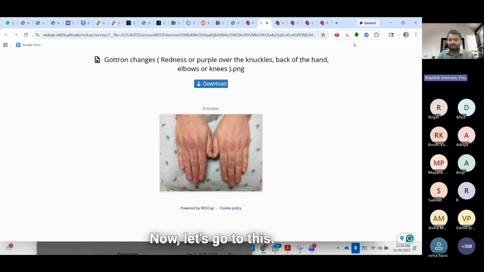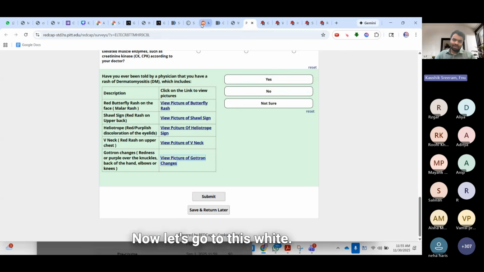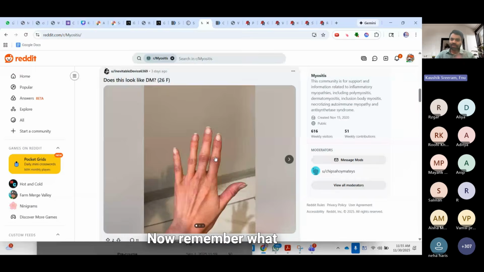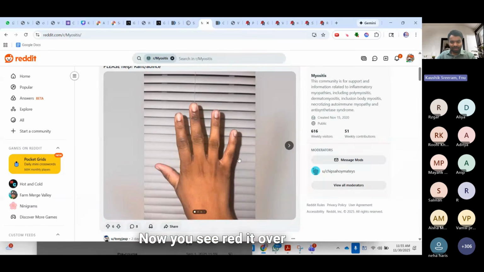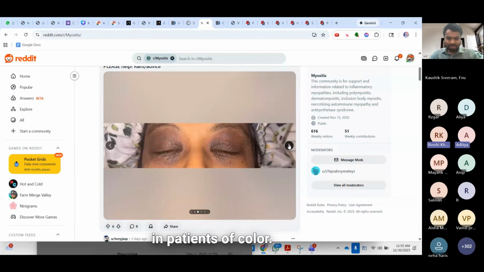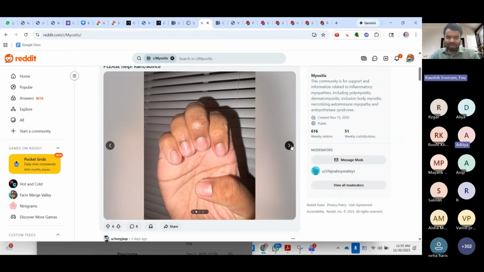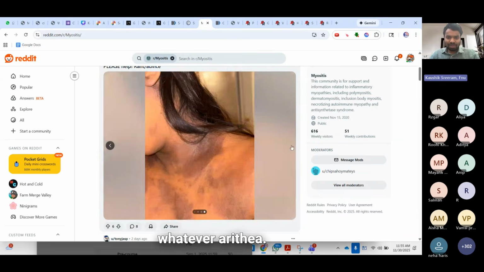Now let's go to this. What is the color of the patient over here? White, white population, right? Now let's go to this. Now remember what we said, erythema, right? Now you see red over here. Do you see erythema? Yeah, some erythema. Now, how can you tell me the grading of erythema over here? Quite hard, no? Yeah, grading is hard to see in patients of color. Yes, exactly, sir.